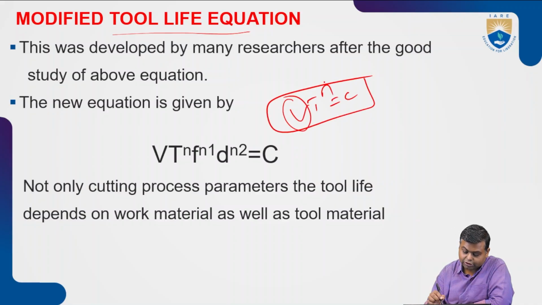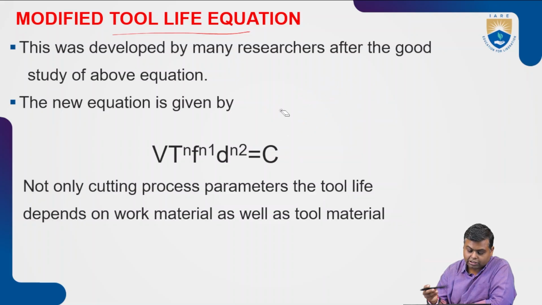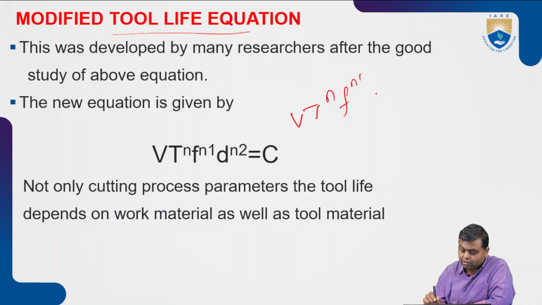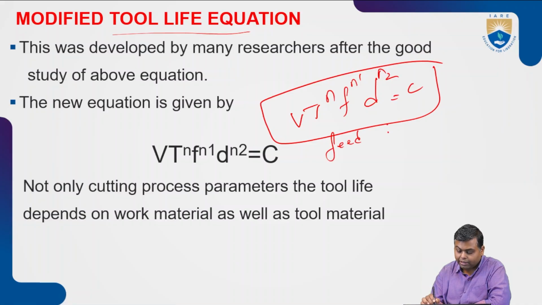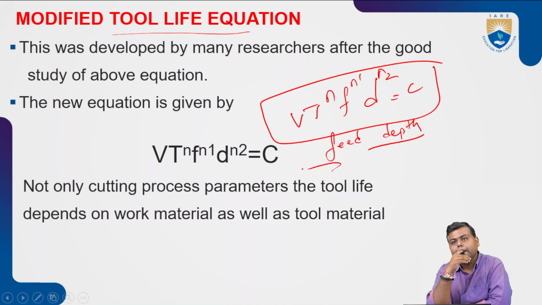V stands for cutting speed, T stands for tool life, and n and C are constants which depend on the material you are going to cut. But the modified tool life equation is VT^n F^n1 D^n2 = C. Here, those researchers have included feed and depth of cut as other parameters. We already discussed that these cutting parameters, speed, feed and depth of cut, have a large impact on machining.